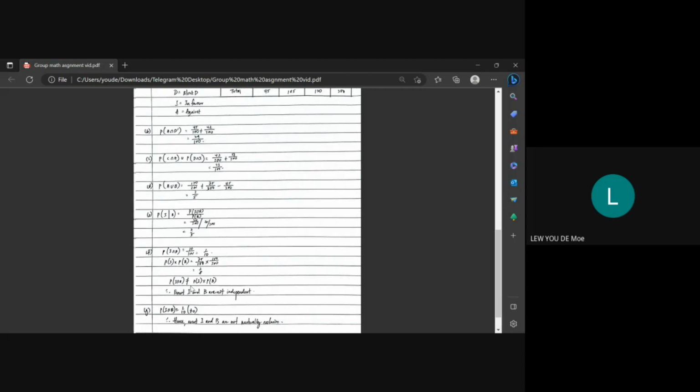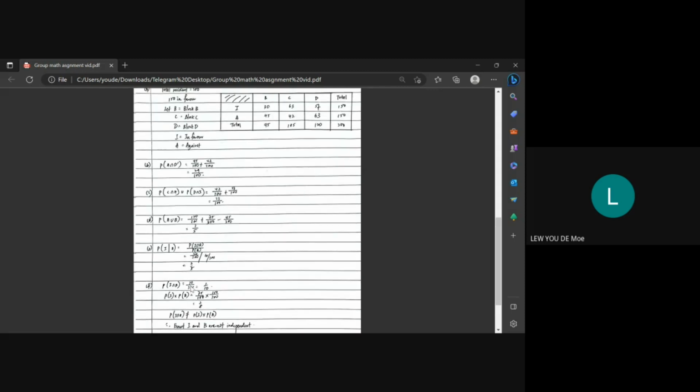So for F, state the reason whether event I and B are independent. So we can know that since there is an intersection between the probability I and probability B, which is 1 over 10, so this is not independent. Event I and event B are not independent.